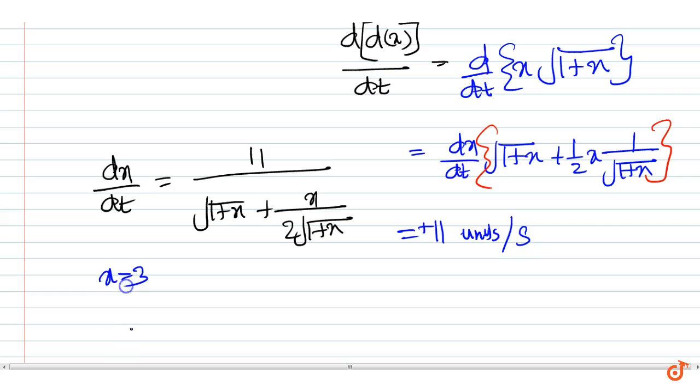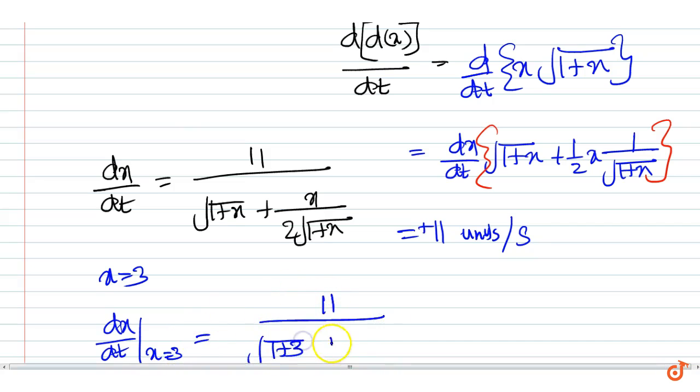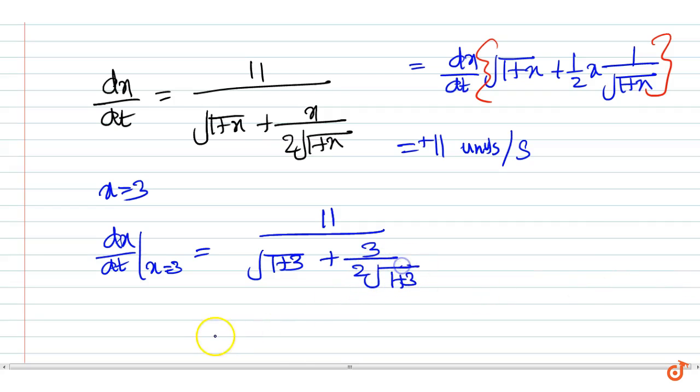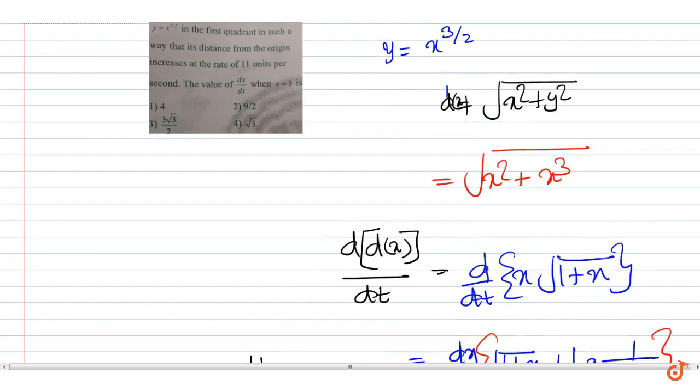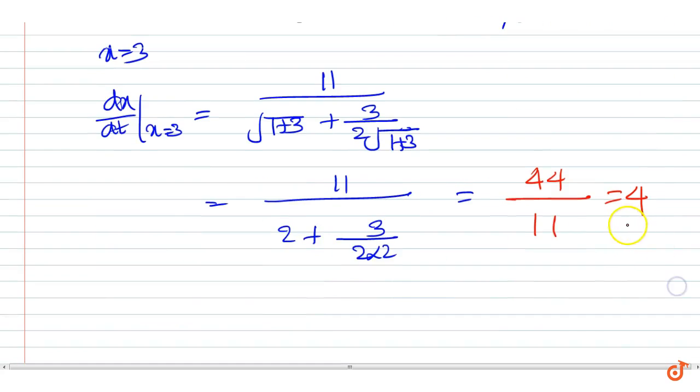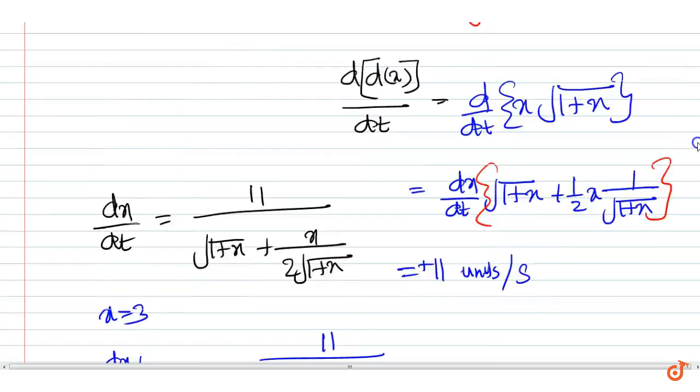When x is equal to 3, dx by dt at x equal to 3 is equal to 11 upon the square root of 1 plus 3, plus 3 upon 2 times the square root of 1 plus 3, equal to 11 upon 2 plus 3 upon 2 into 2, equal to 44 upon 11, equal to 4. 4 units per second. So our answer is 4.